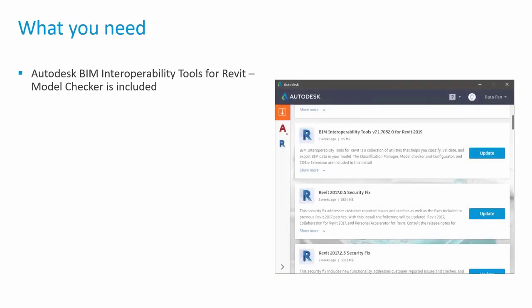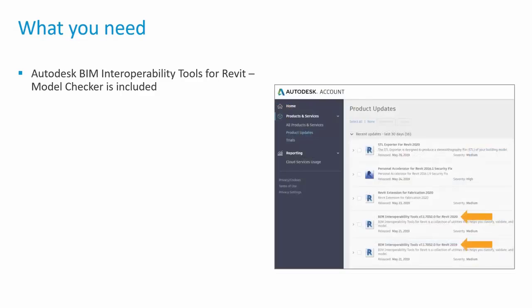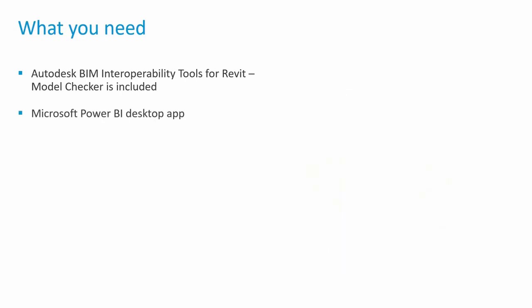So in terms of what you're going to need to accomplish these tasks, you're going to need the Autodesk BIM interoperability tools for Revit. Specifically, you need the Model Checker, and that is included in the BIM interoperability tools. You can acquire those for 2019 and 2020 by going to the Autodesk desktop app, and here's a screenshot of where it is there, or you can go to your Autodesk account page and go to product updates and download it there as well. You're going to need the Microsoft Power BI desktop app. And if you don't have that, get in touch with your IT group and see if you can acquire that.